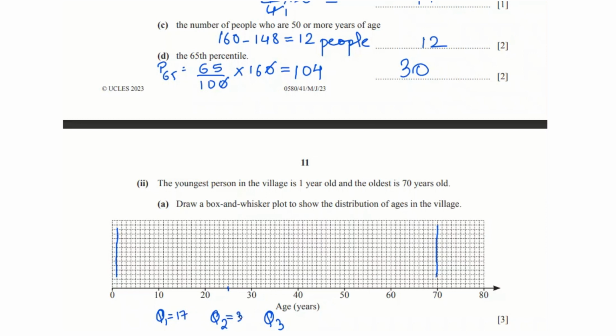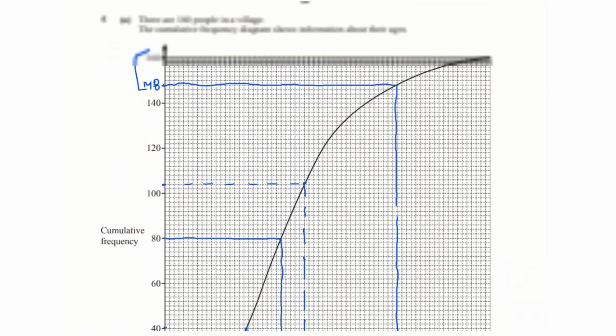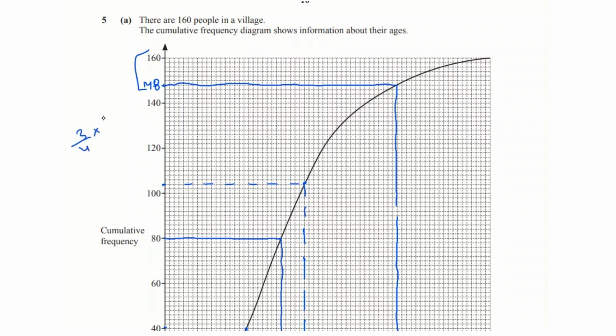This we found out that was 30, 75, 80 and 160. 80, 60, this will become 3/4 of 160. 2 ones are 4, 4s are 16, 0, 120. 120 is Q3, Q2 and Q1.